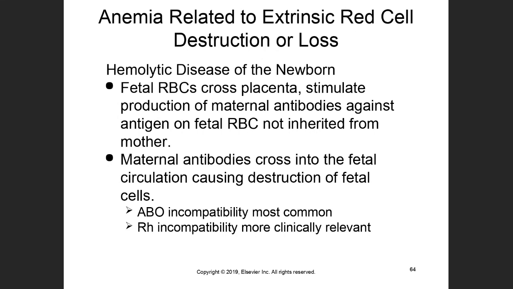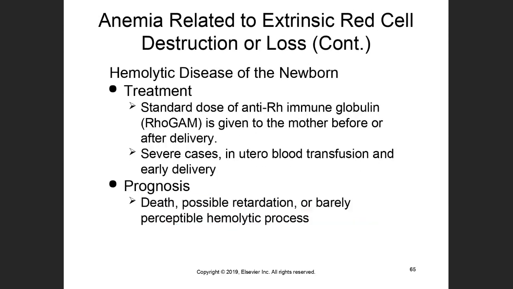Hemolytic disease of the newborn. We have ABO incompatibility and Rh incompatibility. ABO is more mild, okay? It is the most common one and is more mild. Rh incompatibility is more severe and can produce erythroblastosis fetalis, where the patient is going to die.